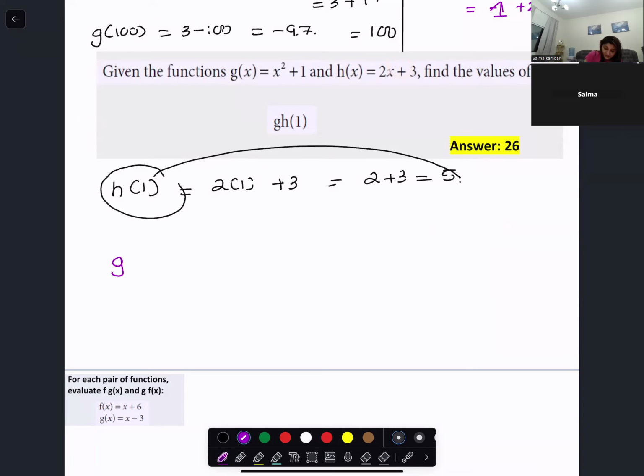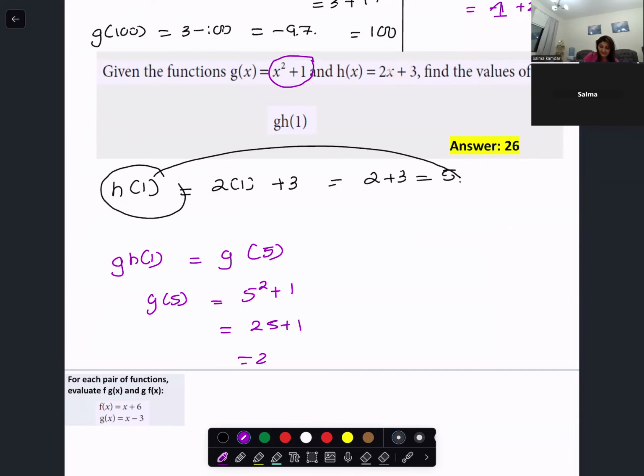Now I will take g of h(1). Means I'm going to take g of 5. The value of the function h(1) is 5. So g of 5 would be, I will substitute 5 instead of x. That is the value of the function h(1). So this will become 5 square plus 1. It's 25 plus 1, that is 26.